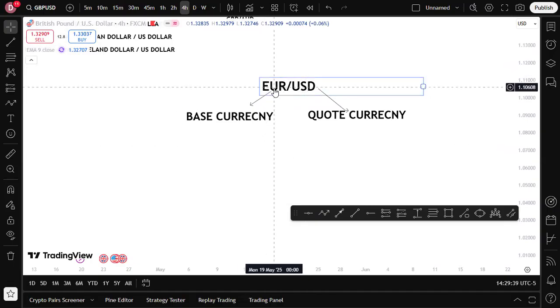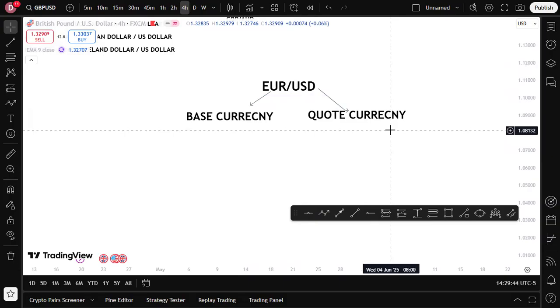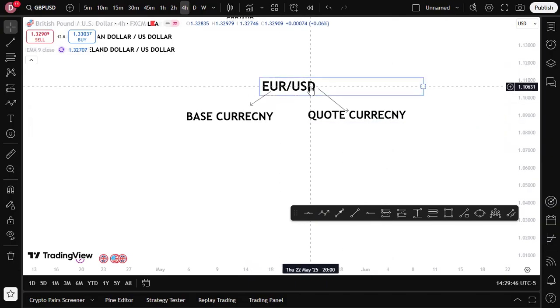Okay, let me come again. Now, the first currency is called the base currency, while the second currency is called the quote currency. Just have it in mind. Though they have individual names, like this is the euro versus the US dollar, right?